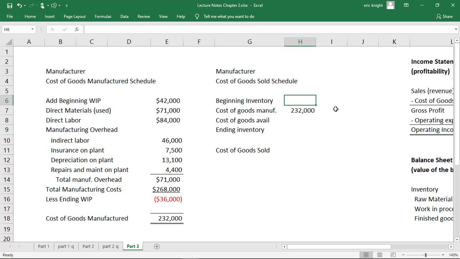My beginning inventory was provided in the information. So if we go back and look at that, we'll see that the beginning inventory for finished goods is 21,000. And so that gives me cost of goods available for sale. 21,000 plus 232 is 253. My ending inventory is provided. We end up with 28,000. That's from the information in the problem. And if we take 253 minus 28, we get 225. And then that information would be used in our income statement. So if you learn the setup, you can do any problem that's provided.